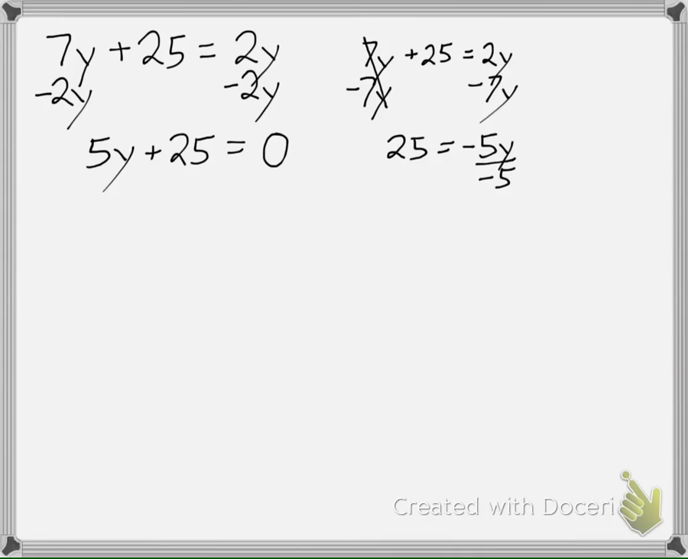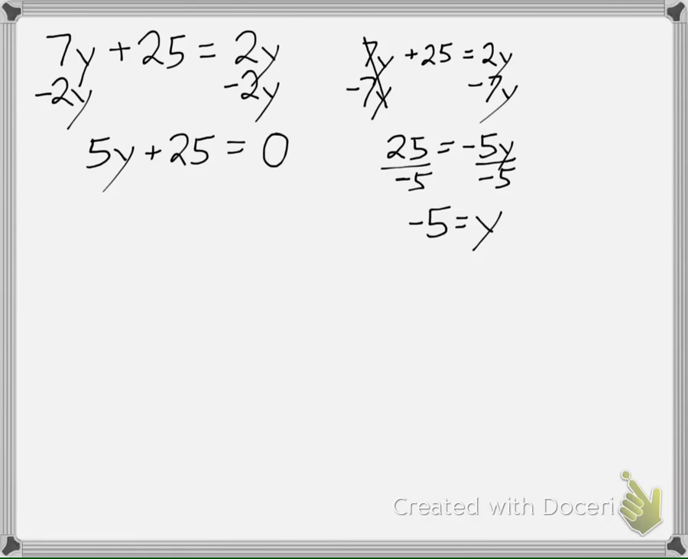The advantage to this is now, instead of being left with a two-step equation like we are here, I'm left with a one-step equation because I don't have any constant term on that side, right? So I can just go straight to the division, and 25 divided by -5 is negative 5. So I get -5 equals y, or if you're like me, y equals -5, okay?